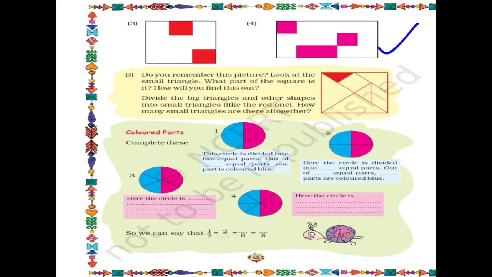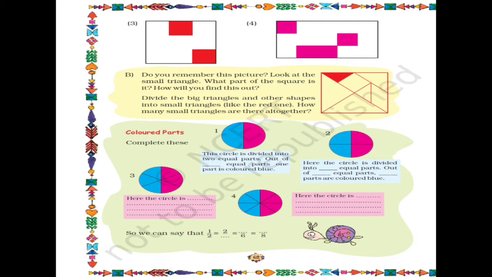Now let's see the next question. B. Do you remember this picture? Look at this small triangle. What part of the square is it? Now how will you find this out? By looking at the picture, do you remember where we have seen this? What is written here? Divide the big triangles and other shapes into small triangles.